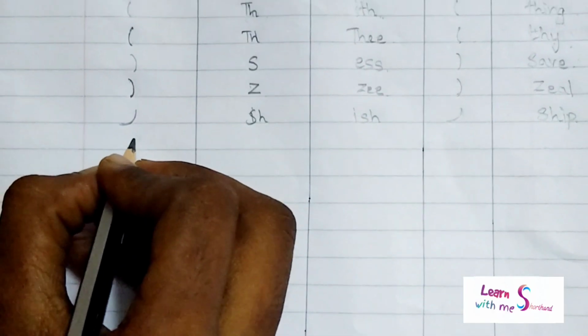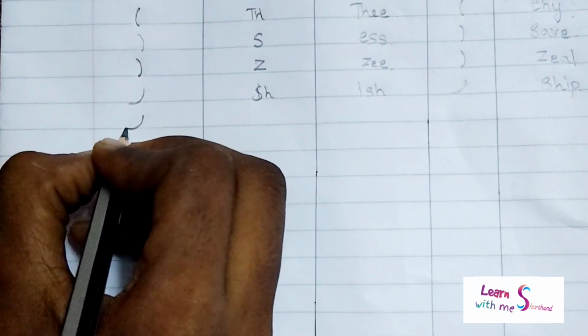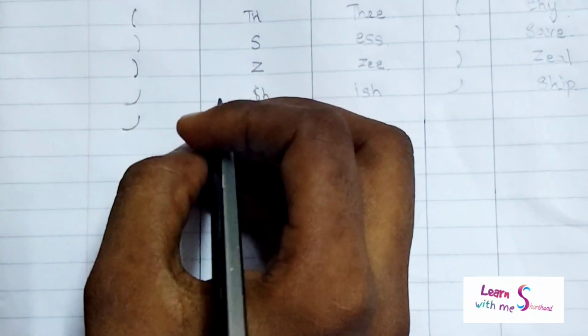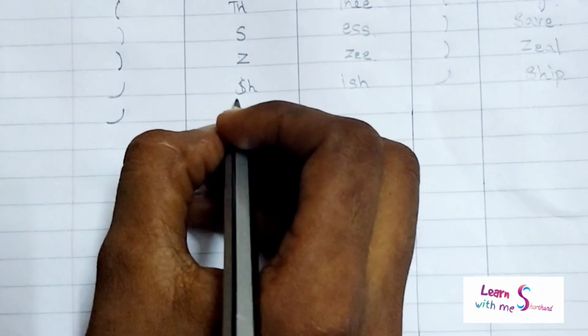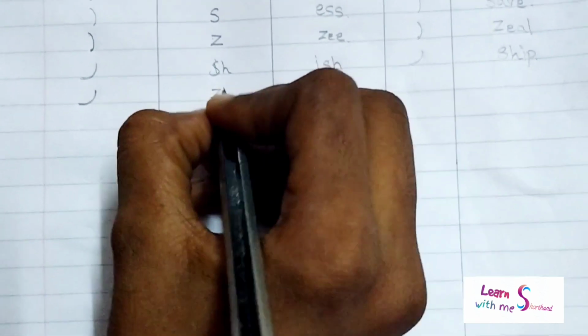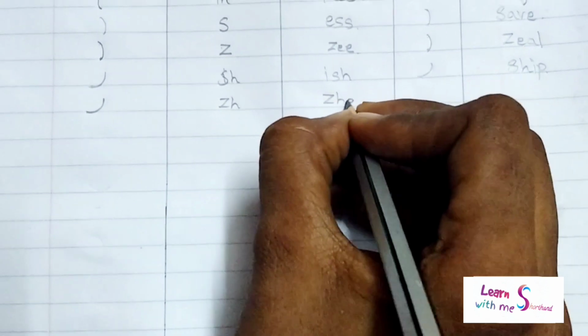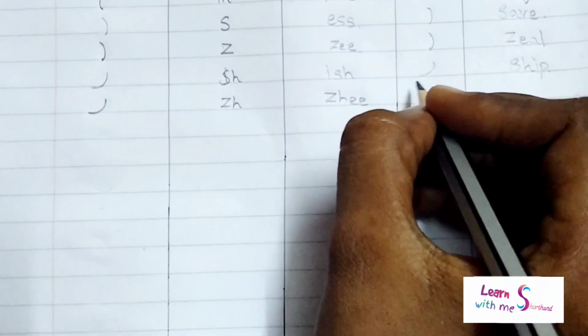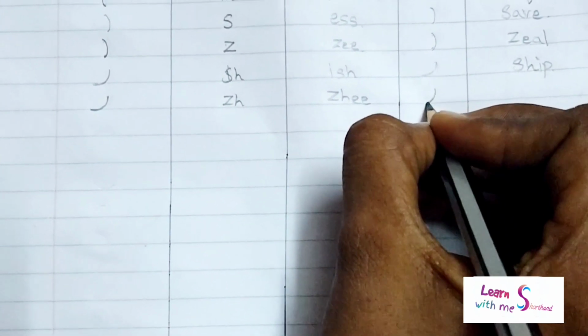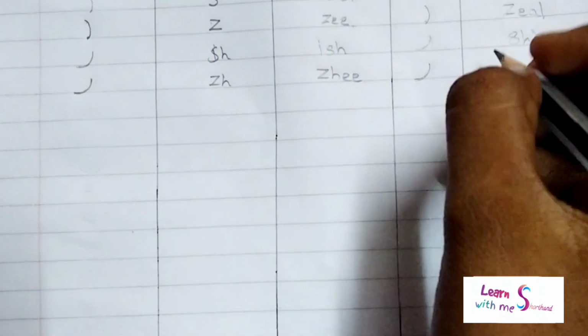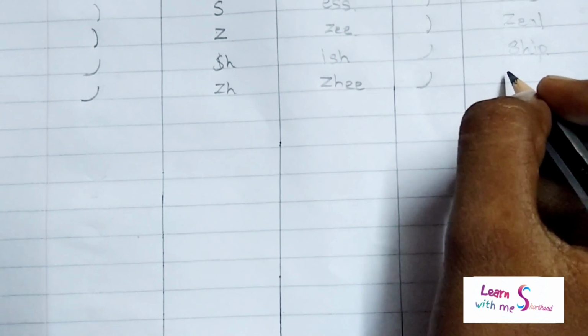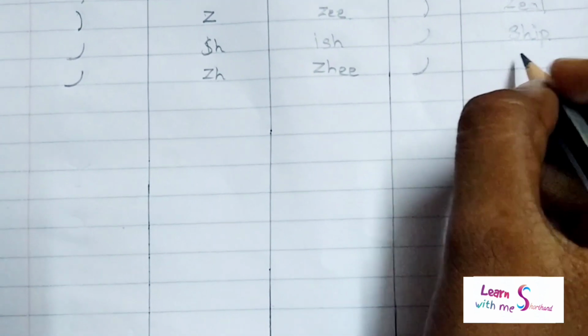Next stroke is zh. The letter is zh and the pronunciation is zh. Direction is same as ish. Example word is base.